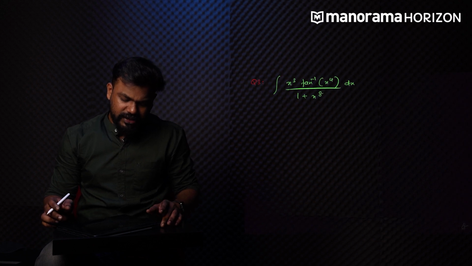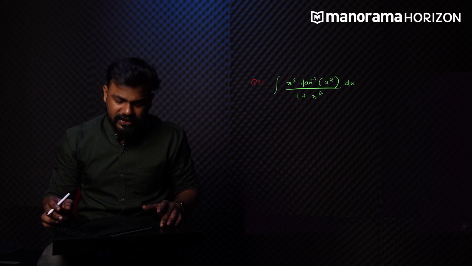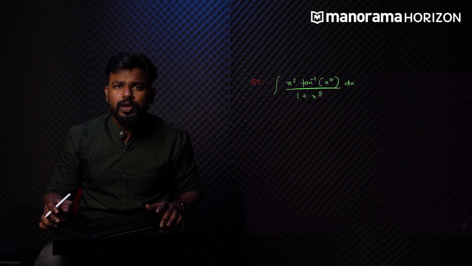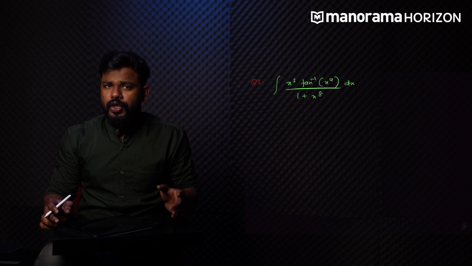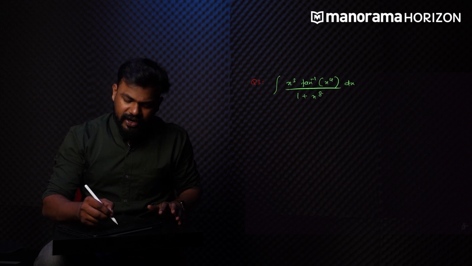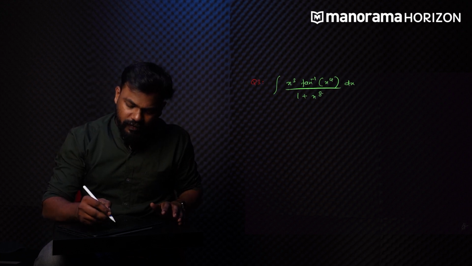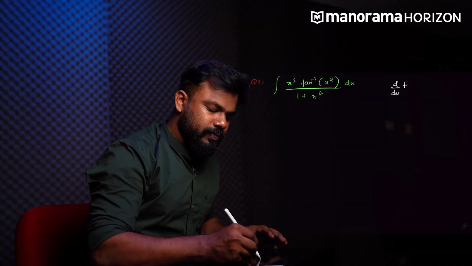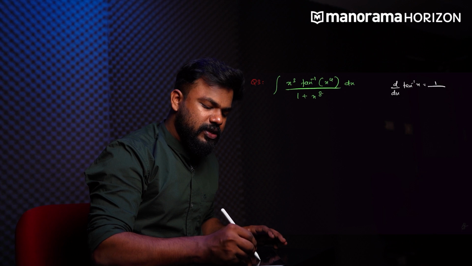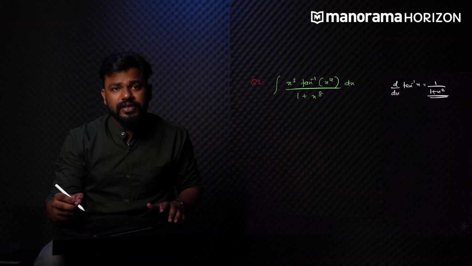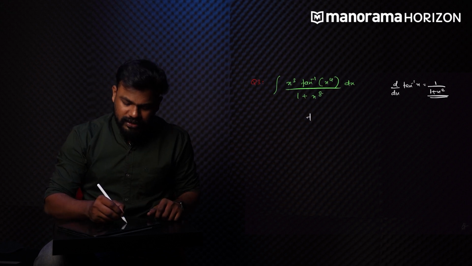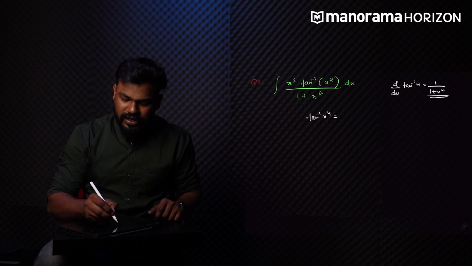Next, you have a third question, integral of x cube into tan inverse x raised to 4 by 1 plus x raised to 8. How to substitute here? You will know that what is the derivative of tan inverse x? Is it 1 by 1 plus x square? Yes. Tan inverse x derivative is 1 by 1 plus x square. But you have tan inverse x raised to 4. So let's try to put tan inverse x raised to 4 as t.